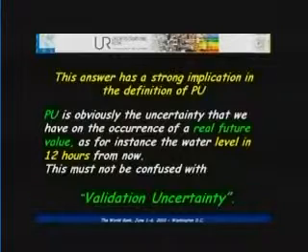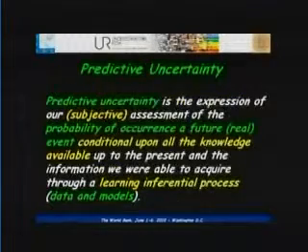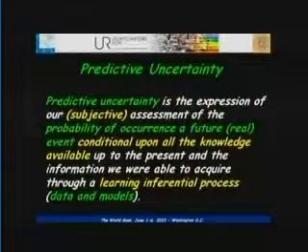We have to consider that our models are avatars, are virtual reality. They are not reality. So predictive uncertainty is the expression of our subjective assessment of the probability of occurrence of a future real event, conditional upon all the knowledge we can gather, data, measurements, models, and after an inferential learning process.